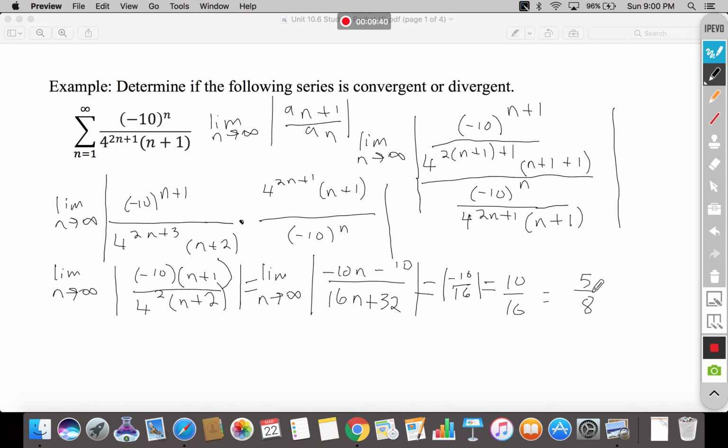All right. And what did we just figure out? 5/8, there's my limit. 5/8 I know is less than 1. Whoa. So I know then, based off of my ratio test, my ratio is less than 1, so that I therefore know that this series definitely converges.